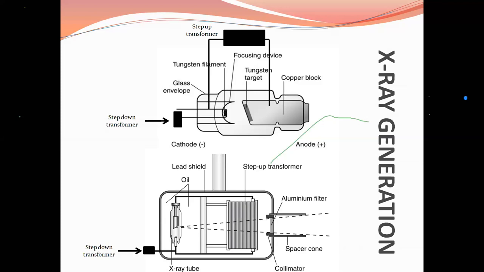Rather, it just increases the overall radiation dose that you are giving to the patient. So what the aluminium filter does is help to absorb those low energy X-rays, so they are not transferred to the patient, and this results in an overall reduction of the radiation dose which is given to the patient. All right.